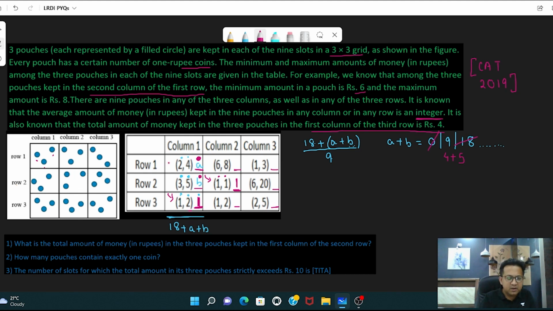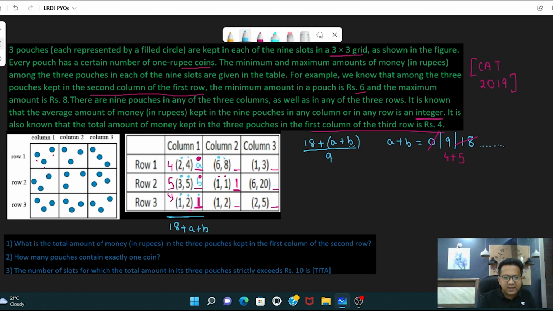I'll just write it down here. A is 4 and B is 5. Awesome. I think you got column 1, all the values you have derived. Now let's focus on column 2. Can you add up all the numbers in column 2?